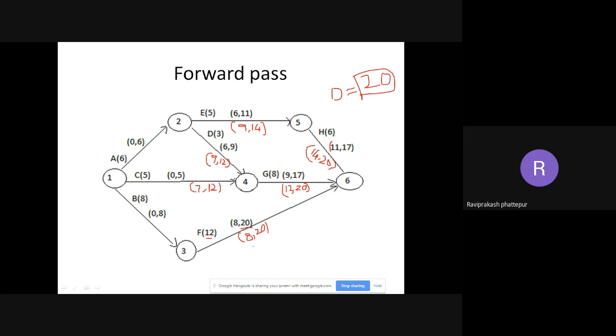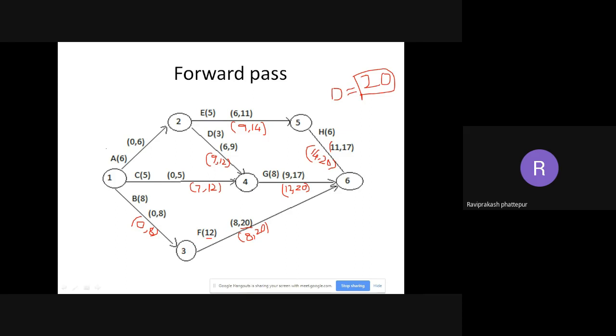Now the start of F is 8, so that should be the end of B. So I'll write 8 here, comma. What is the duration? Again 8. So 8 minus 8 is 0. So this will be 0 comma 8. Right. So what is left now?